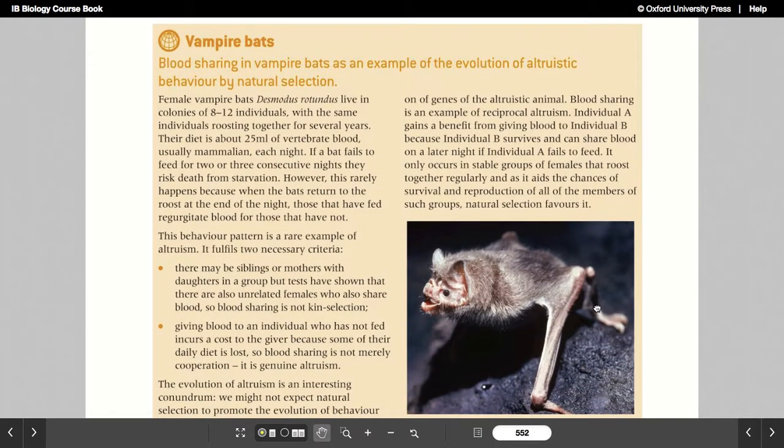Vampire bats do this thing called altruistic behavior, which is anytime you do altruism, it is when you do something that might put you at a disadvantage, but it helps your overall group. So in this case, vampire bats drink blood, and if you don't drink blood for 2 or 3 days, you die, or you could die.